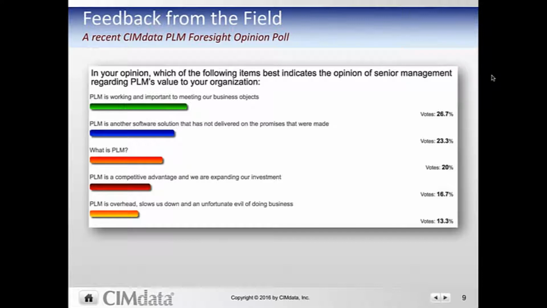And I would argue if it's strategic to the business, all senior management should know that. Almost 17% said it's a competitive advantage, which is quite positive. But then 13% say it's overhead, it's slowing us down. So if you look at the numbers, about 57% reported in this survey that they believe their management sees PLM as non-value added. And that's a big problem. The majority is saying it's not where it needs to be. It's not recognized as that strategic business approach.